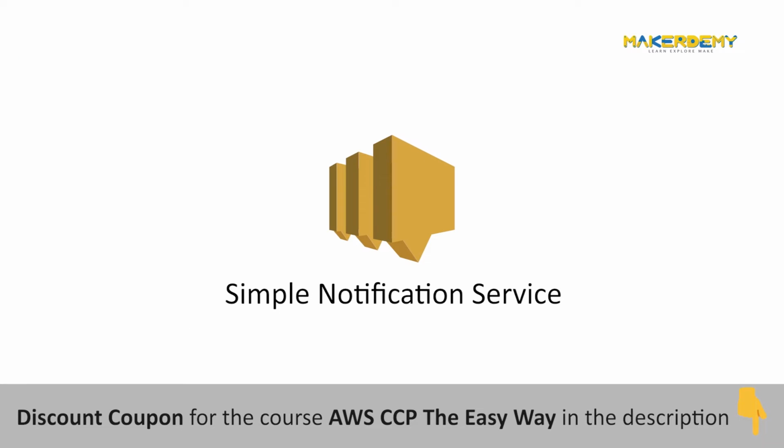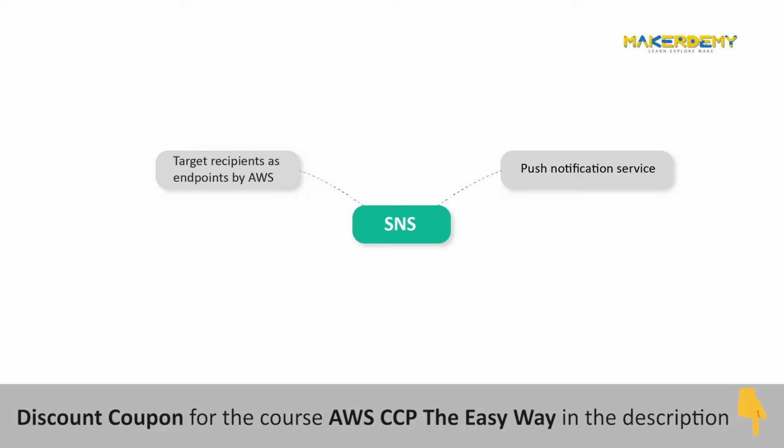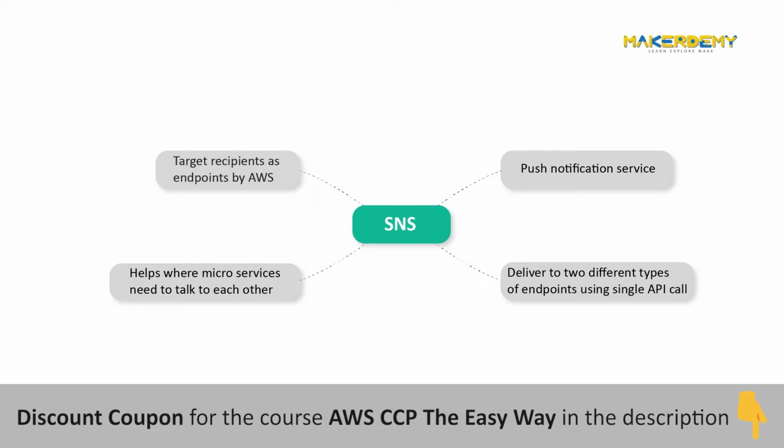Hello. In this video, we'll learn the basics of AWS's Simple Notification Service. Simple Notification Service is a push notification service that lets you target recipients referred to as endpoints by AWS. You can have messages delivered to two different types of endpoints using a single API call. It also helps you in situations where microservices need to talk to each other.